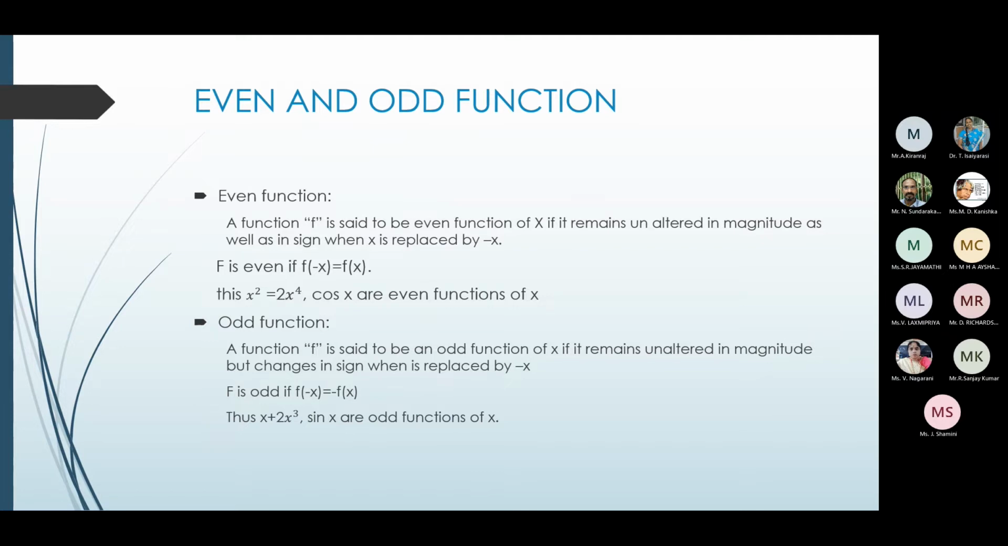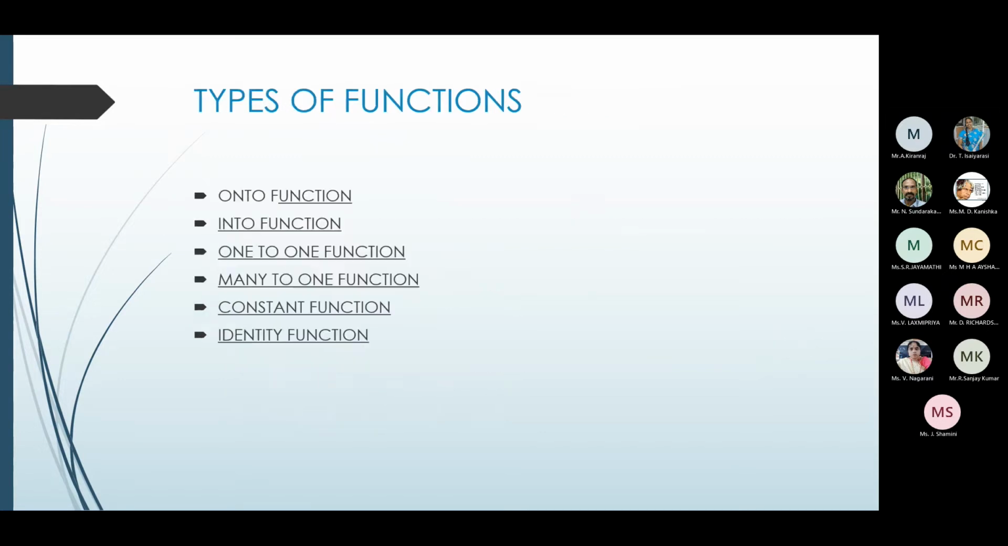Odd functions. A function f is said to be an odd function of x if it remains unaltered in magnitude but changes in sign when x is replaced by minus x. f is odd if f of minus x is equal to minus f of x. Thus x, x plus 2x cube, and sin x are odd functions of x. Types of functions: onto function, into function, one-to-one function, many-to-one function, constant function, and identity function are the types of functions.